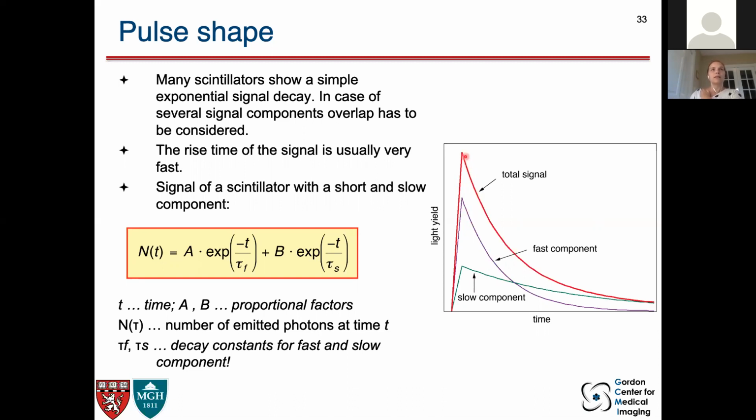So the rise of the signal is typically very fast. And then the decay can be described by a sum of exponentials depending on what type of material you have. So these exponentials are characterized by one or several decay constants.